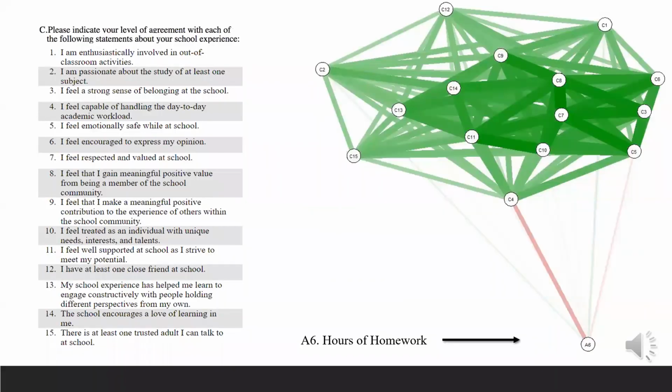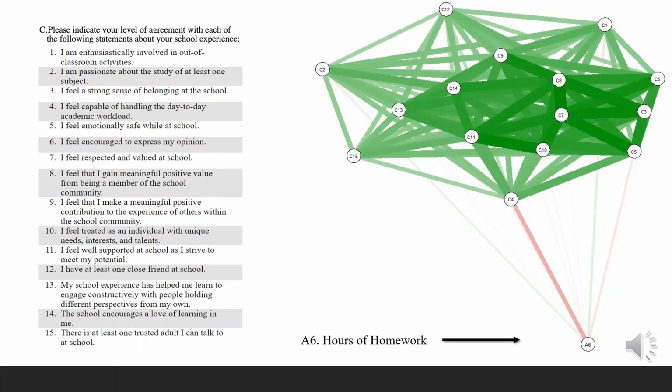This next slide depicts the connection of hours spent on homework, A6, with all 15 attitudinal measures. All section C measures are correlated to one another positively as reflected in the green lines connecting the nodes. Negative correlation is indicated by red lines. Most notably in this picture, time spent on homework is negatively correlated with agreement in the statement, I feel capable of handling the day-to-day academic workload, question C4.